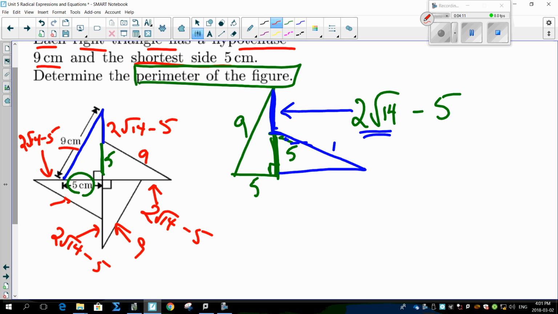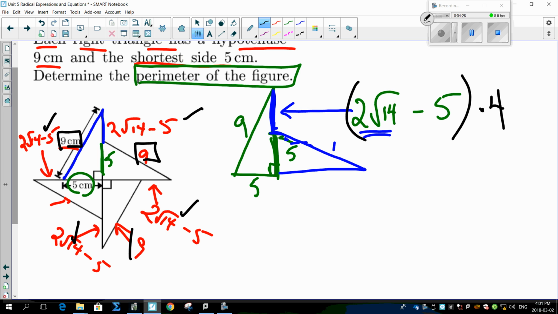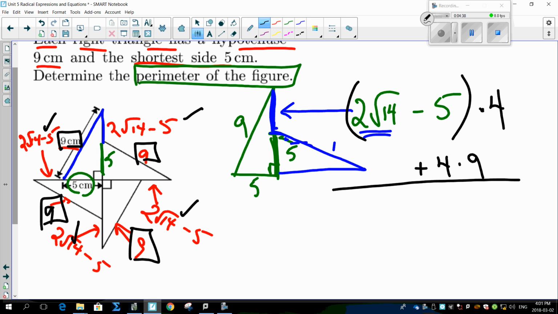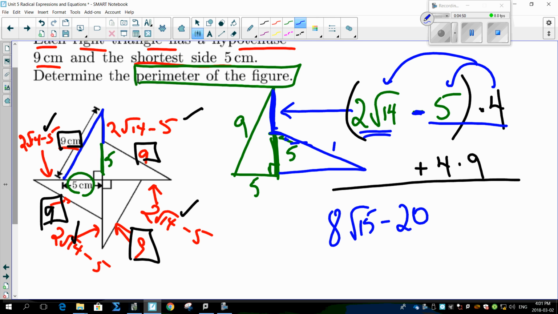So if you think about this and start adding them up, we have 1, 2, 3, 4 of these. So 2 root 14 minus 5, let's multiply that by 4. And we have 1, 2, 3, 4 9s. And that means we're going to add that to 4 9s. Holy smokes, isn't that cool? Now, this one is actually very straightforward. Take the 4, distribute. So I'm going to have 8 root 14 minus 20 plus 4 times 9, which is 36.